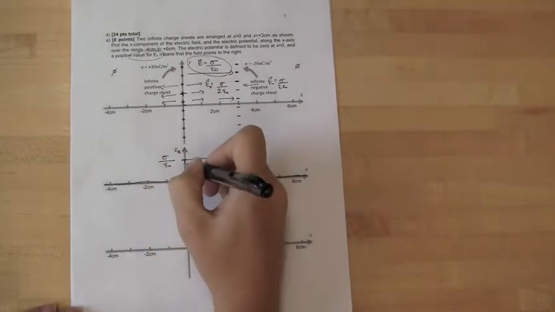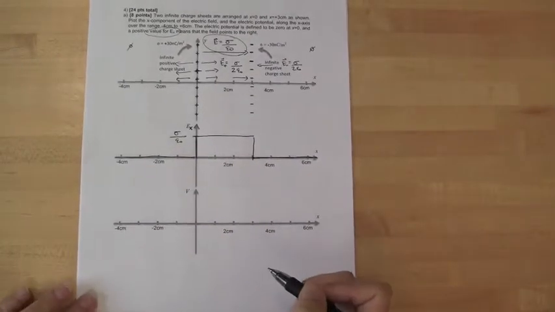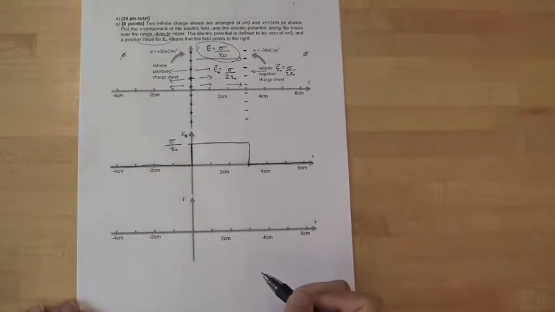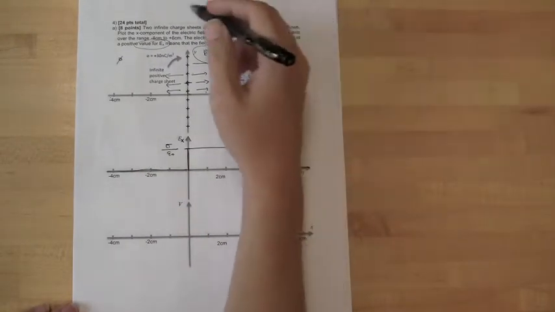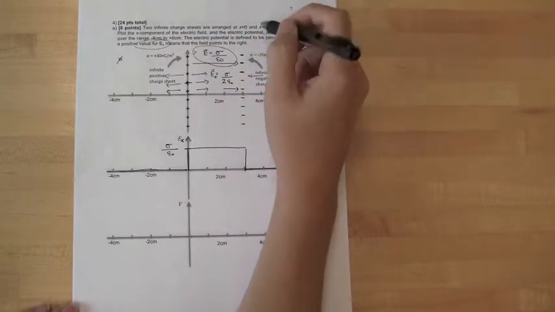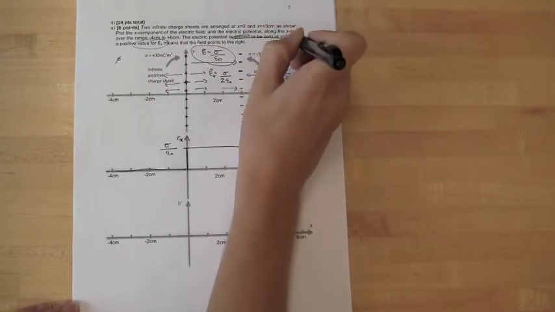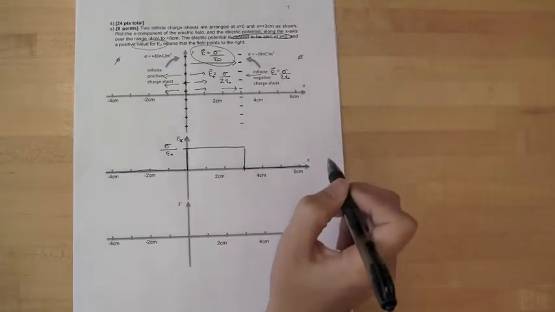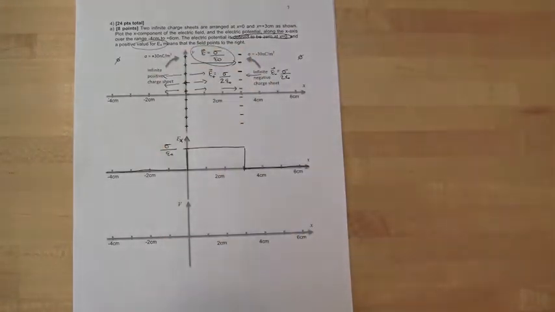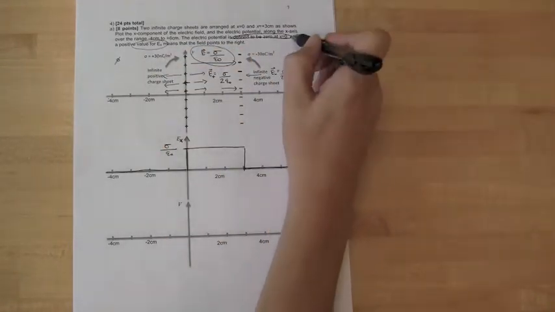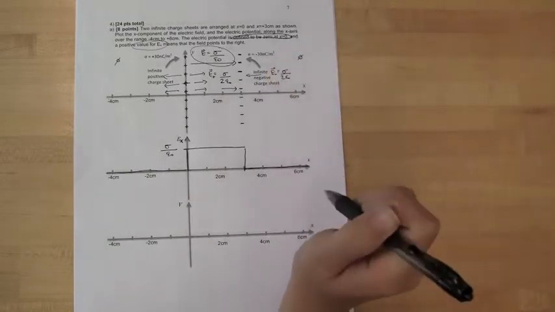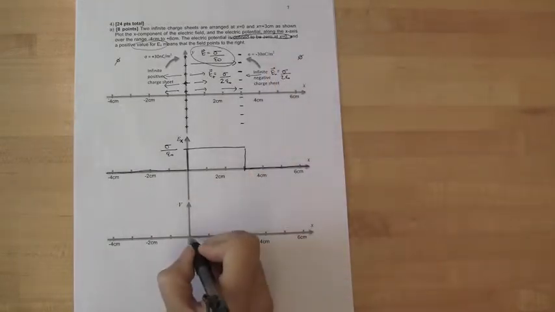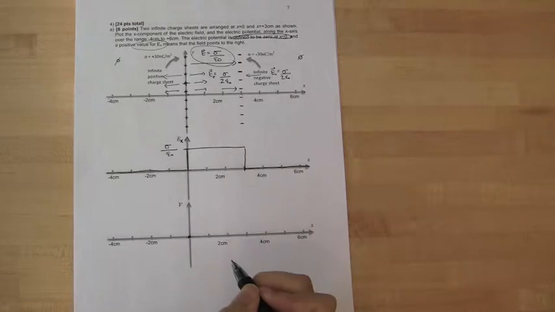Okay? So now we want to plot the potential between the sheets. The thing that he gives us about the potential is that the electric potential is defined to be 0 at x equals 0. With electric potential, you could always add some constant to it, so you need to define it to be 0 at some point. And he gives that point at x equals 0. So you know that it's going to be 0 here.